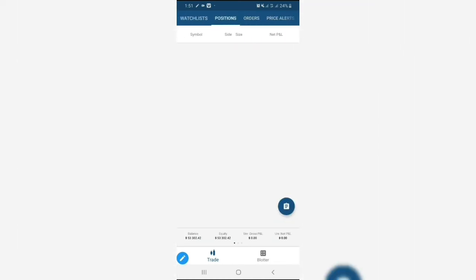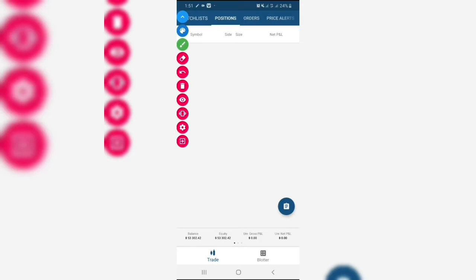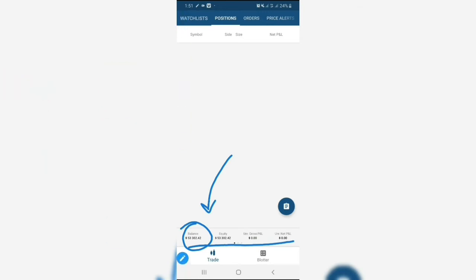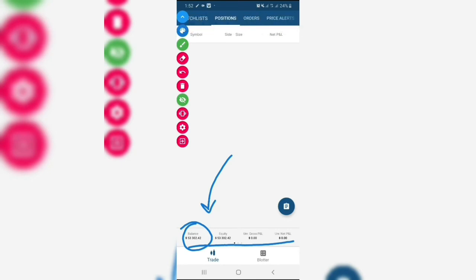The other thing I wanted to show you is the entire total profit, or the total account size, where it's currently standing. The total current profit is standing at this amount over here. If you can see, the balance is currently at 53,300 US dollars.